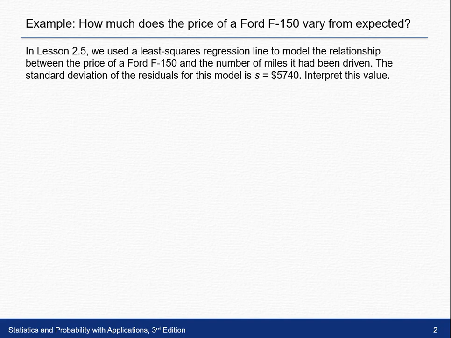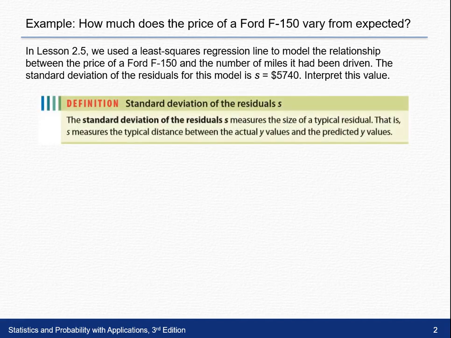The standard deviation of the residuals for this model is S equals $5,740. Interpret this value. So if you remember from the reading, the standard deviation of the residuals, the symbol for this is S, and it measures the size of a typical residual. That is, S measures the typical distance between the actual Y values and the predicted Y values. For us, our Y values here are the prices of the Ford F-150.